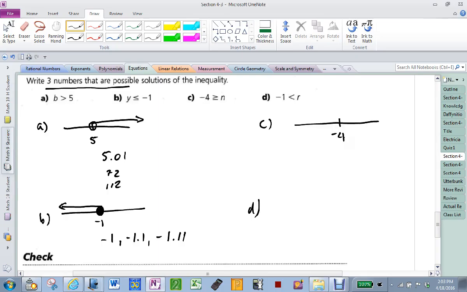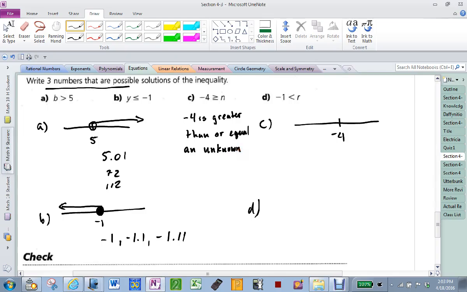Now, what does that say in English? Read this to me in English. Remember, we read left to right. It says negative 4 is greater than or equal to n. But how do we figure out n? An unknown number. Does that mean it could be any number?